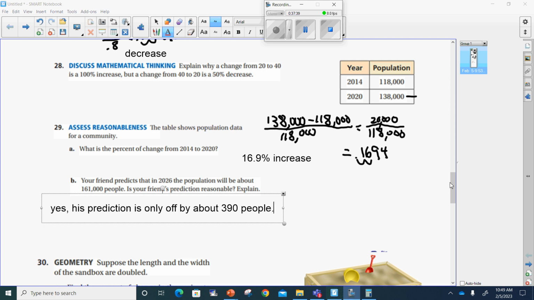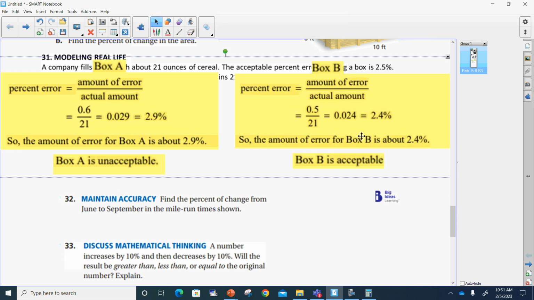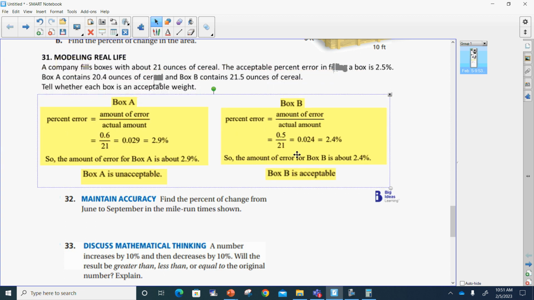All right, so let's move on to number 31. It says a company fills boxes with about 21 ounces of cereal. The acceptable percent of error in filling a box is 2.5%. Box A contains 24.4 ounces of cereal, and box B contains 21.5 ounces of cereal. So one's a little less, one's a little more. Tell whether each box is the acceptable weight. I'm going to be honest with you, I didn't feel like writing all this out, so I'm going to pop in these answers that are already pre-written, and then I'll show you how you got it.